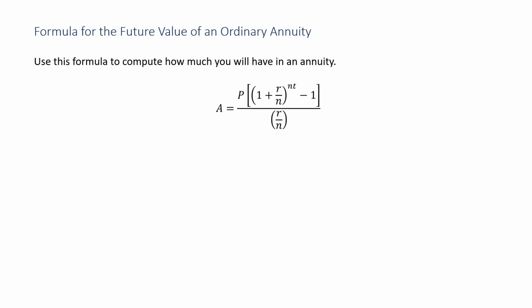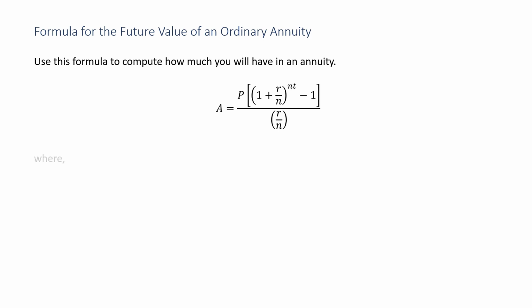Let's learn the formula for the future value of an ordinary annuity. This is the formula you use to compute how much you will have in an annuity at the end of a certain time period. The formula looks like A is equal to P times, and then brackets, and inside the bracket is the set of parentheses 1 plus r over n, that term raised to the n times t, minus 1, and in the denominator is in parentheses r over n.